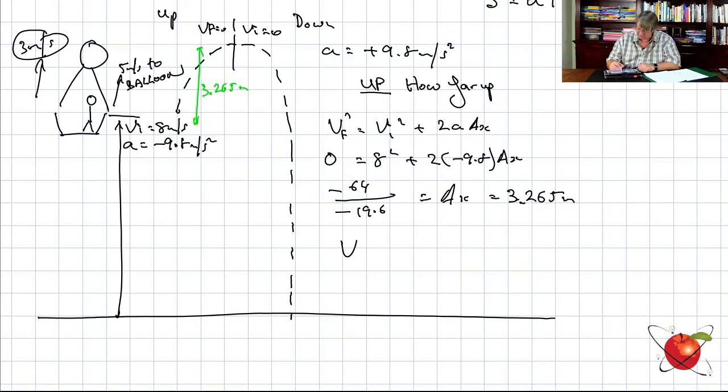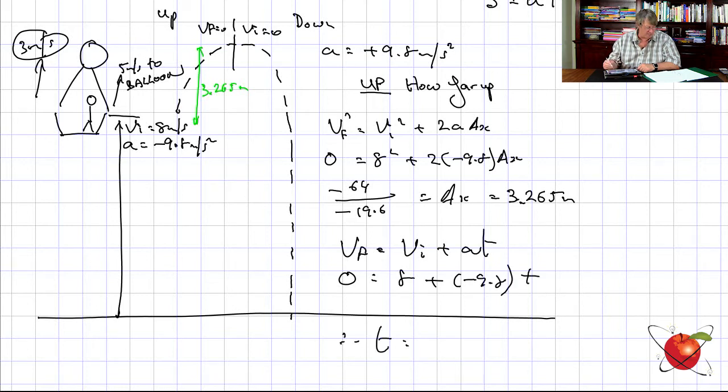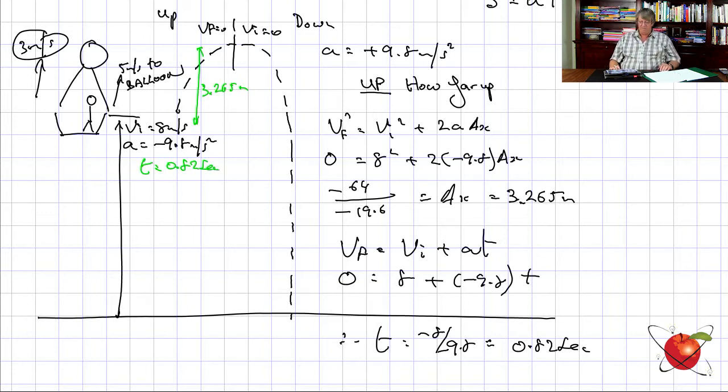So I say V final equals V initial plus a t. How do I know? Well, V final is 0, V initial is 8, plus minus 9.8 times t. Therefore, the time up is going to be equal to minus 8 over minus 9.8, which is 0.82 seconds. So now I go back, I'm going to use green, and I say time equals 0.82 seconds to the top. Okay? Simple, isn't it? Simple, straightforward. What's the next step?